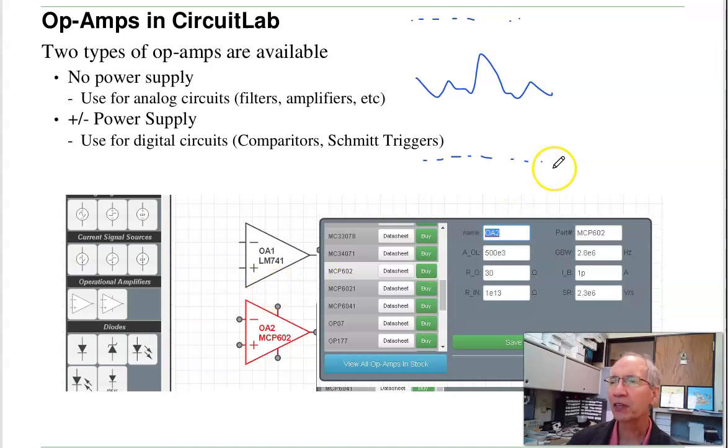In contrast, for digital circuits, I'm going to slam high, slam low. I need to know what the logic levels are, like 0 volts and 5 volts. That's what these tell the op amp. The plus side says that when I rail high, what does high mean? In this case, high is 5 volts. When I rail low, what does low mean? In this case, it means 0 volts. You have to specify that.